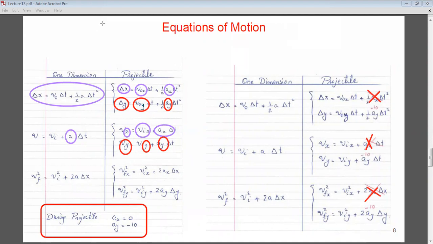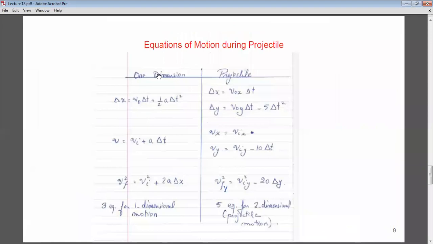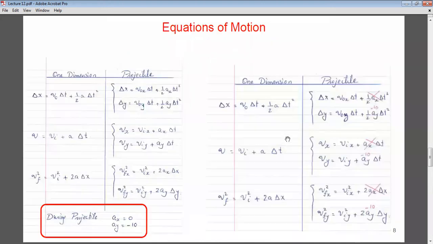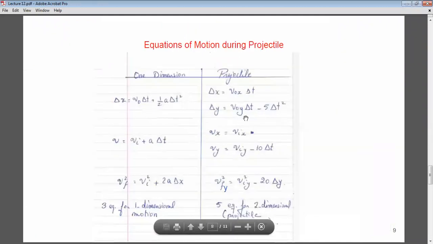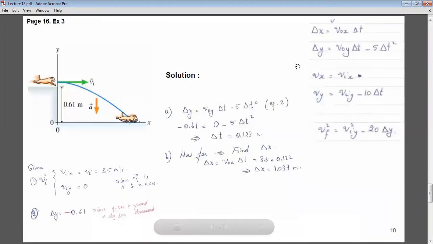In the following slide, what is the final version of the equation? So this will be just V0x delta t because AX is 0, so it's canceled. Here there was minus 10 over 2, so it's minus 5. Vx will be equal to V initial x, Vy will be V initial y minus 10 delta t, and Vf squared equals V initial y squared minus 10 delta y. Here is just the result of these equations after plugging 0 for AX and minus 10 for AY. So I get these 1, 2, 3, 4, 5 equations, okay? And instead of 3 equations in 1 dimension, we have 5 equations in 2 dimensions.